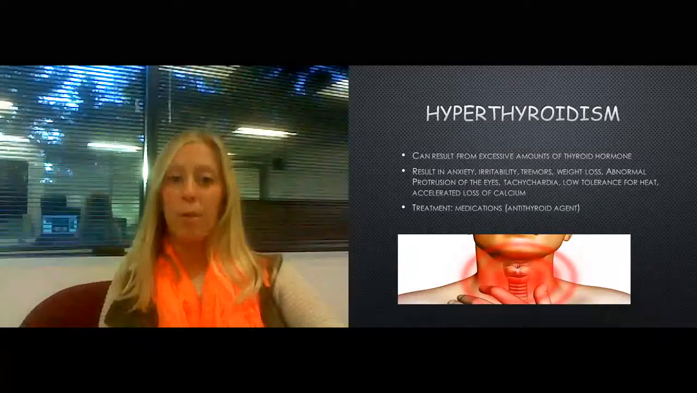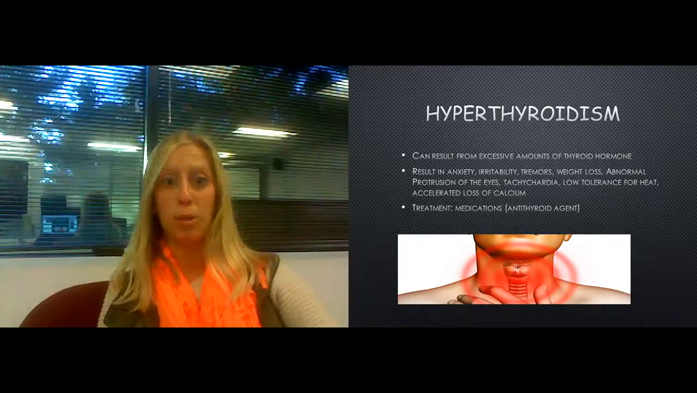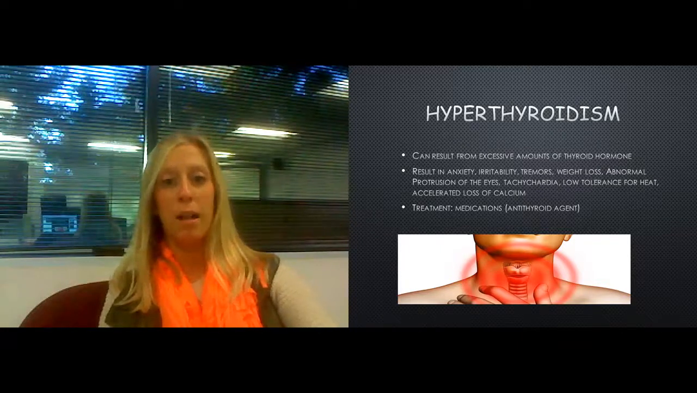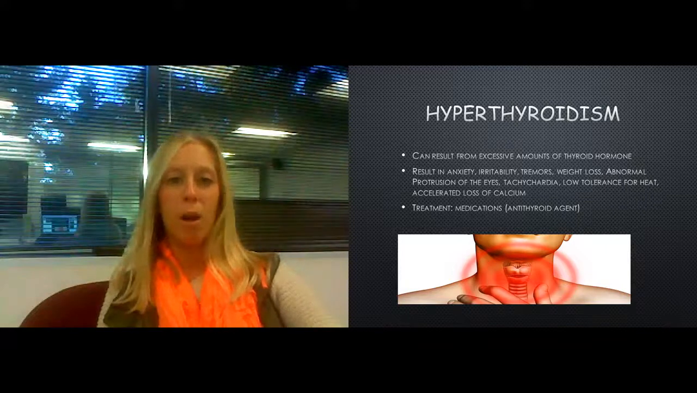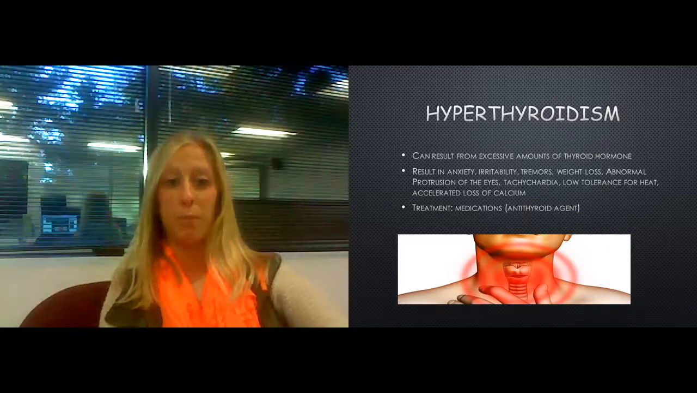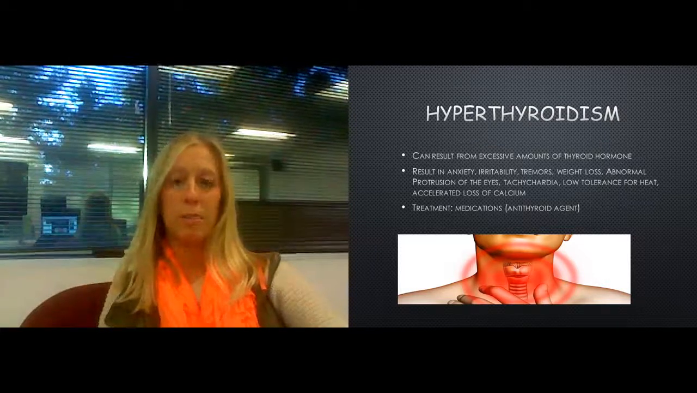So hyperthyroidism can result from excessive amounts of the thyroid hormone being produced, and it results in anxiety, irritability, tremors, weight loss, abnormal protrusion of the eyes, which is the most common characteristic of hyperthyroidism, also tachycardia, low tolerance for heat, and accelerated loss of calcium. And treatment is with medications, so antithyroid agents.